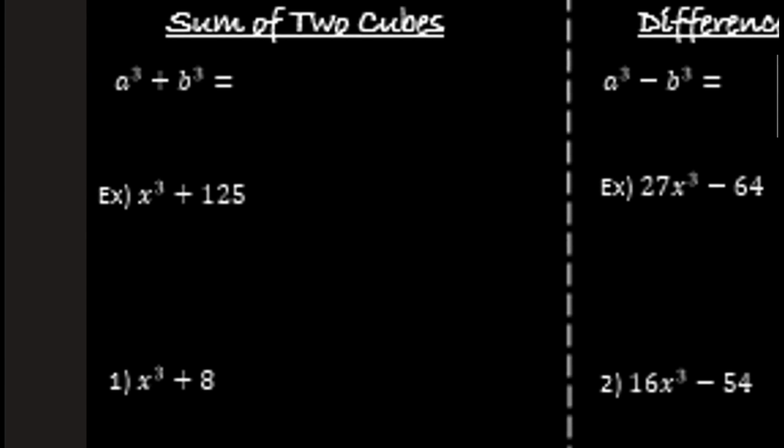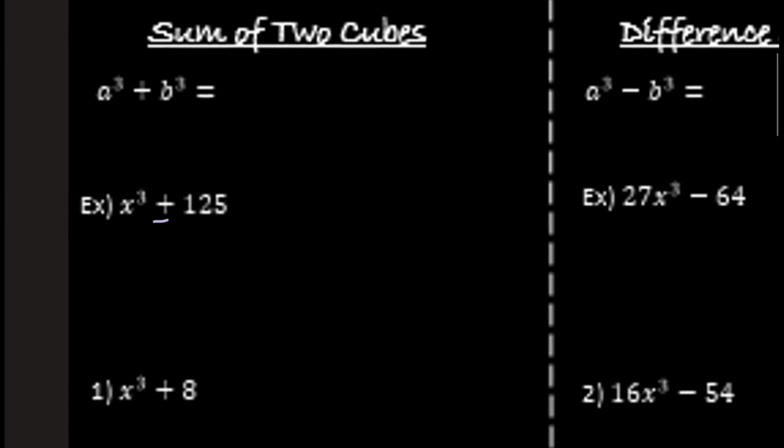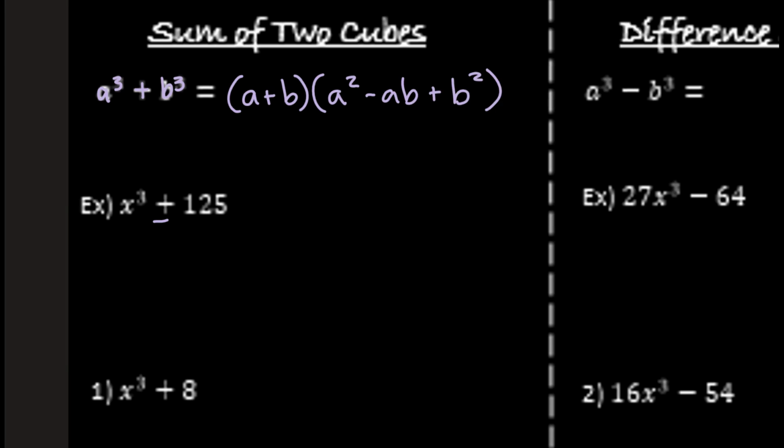For example, we have x cubed plus 125. Is x cubed a perfect cube? Yes. Is 125 a perfect cube? Yes. So I can use sum of cubes. And I'll tell you what the formula is. a cubed plus b cubed is equal to a plus b times a squared minus a times b plus b squared. This is the formula we will use every time we're trying to factor two perfect cubes that are added together.